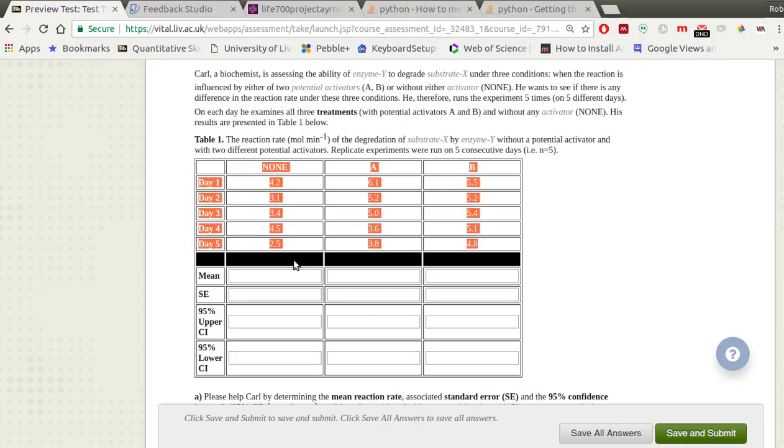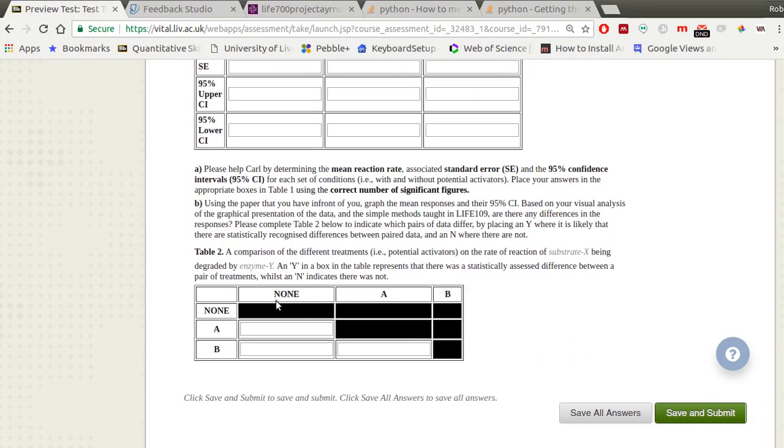Let's go back and read the question. So B, using the paper that you have in front of you, that means graph paper, folks. Graph the mean responses and their 95% confidence intervals. So I'm going to plot on the x-axis just 3 columns, none, A and B, and on the y-axis I'm going to plot the mean as a little cross or a dot, and then I'm going to draw error bars which represent the difference between the upper and the lower confidence interval for 95%.